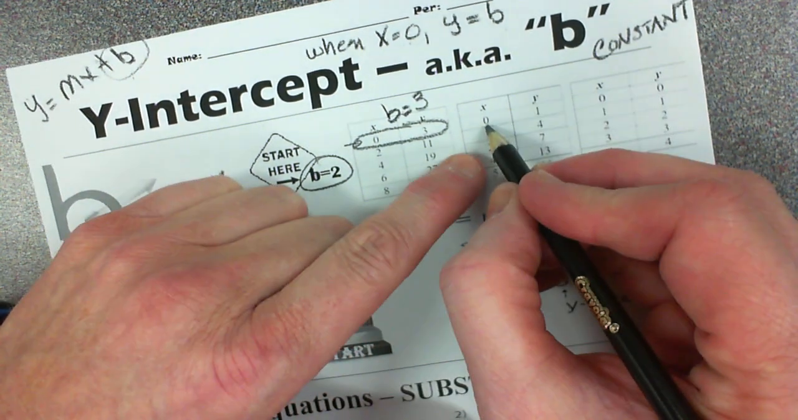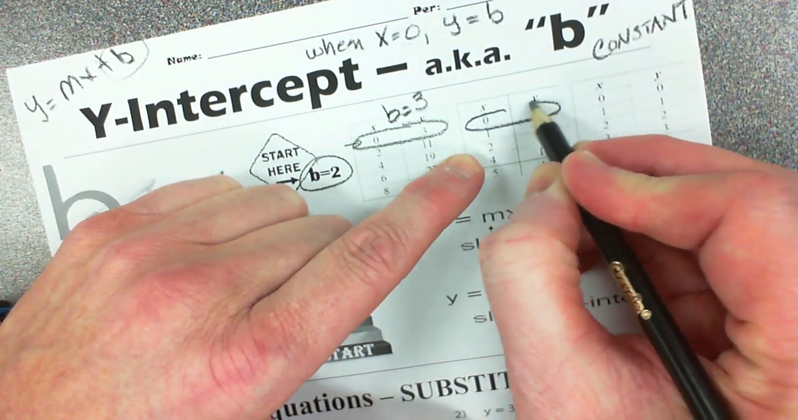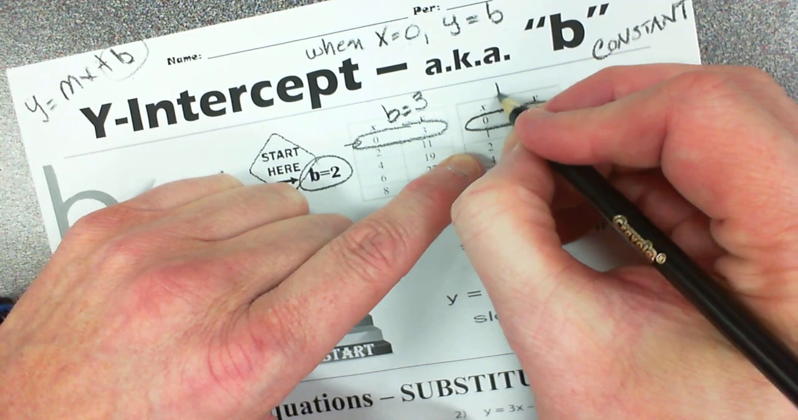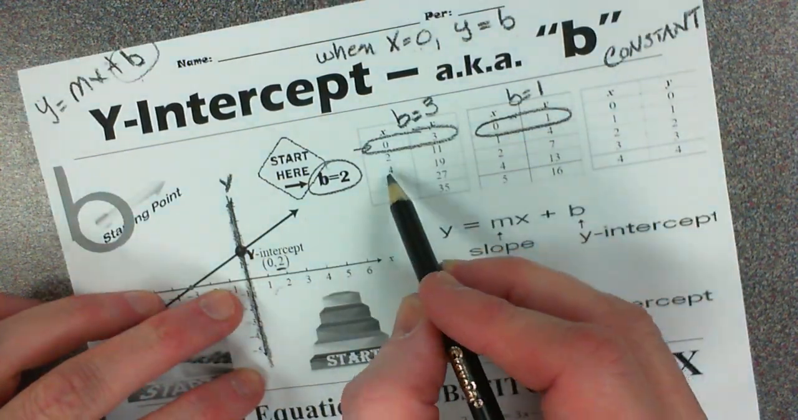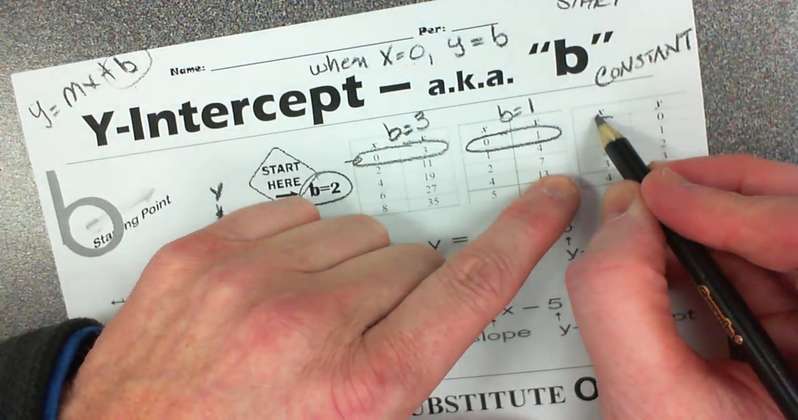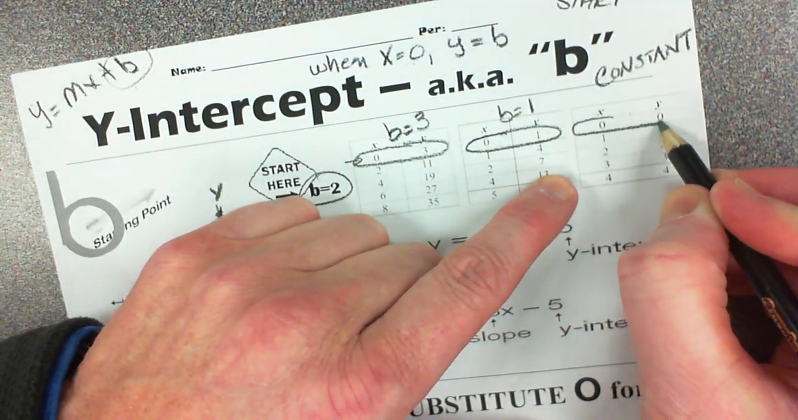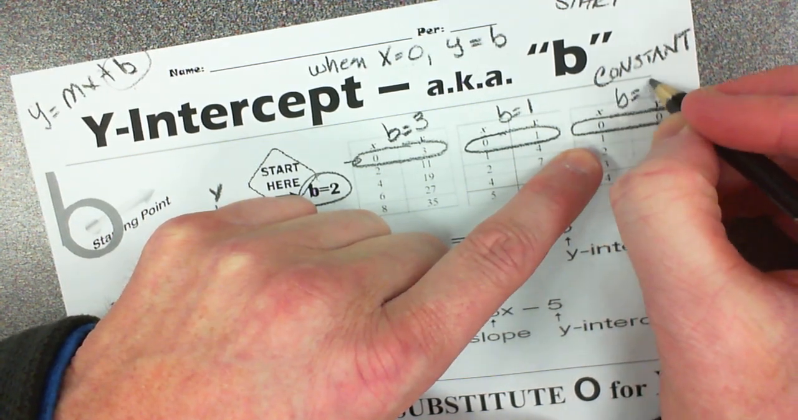How about the next one? The first thing I look at is where x equals 0. Right here, x equals 0, y equals 1, so b equals 1. And then this last one, here I've got x equals 0 and y equals 0. So here, b is going to equal 0.